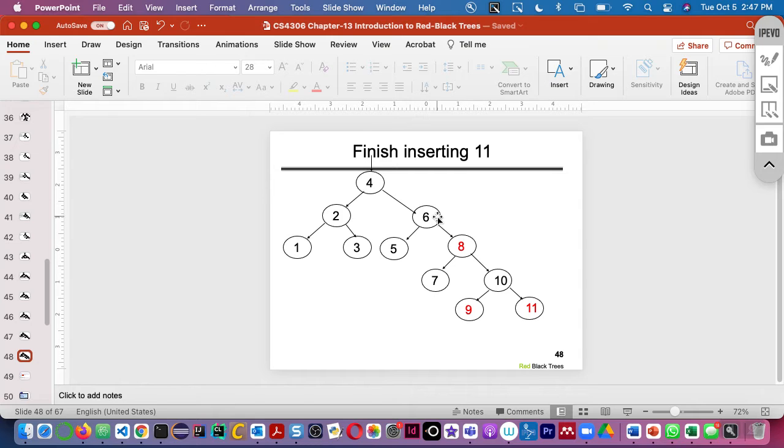I think I understand what you're asking. You want us to switch the 6 and the 4. Do you just want us to finish inserting 11? No, no. You think about this insertion. It's already done. But I'm going to make a rotation.